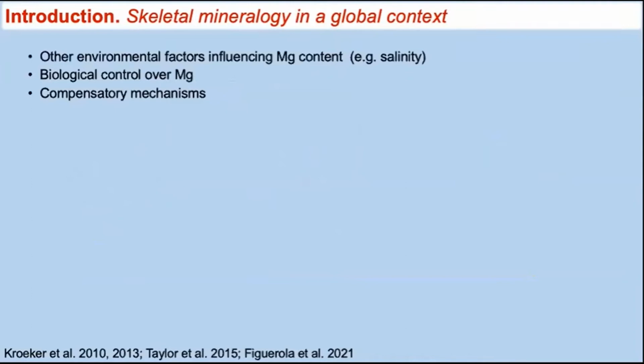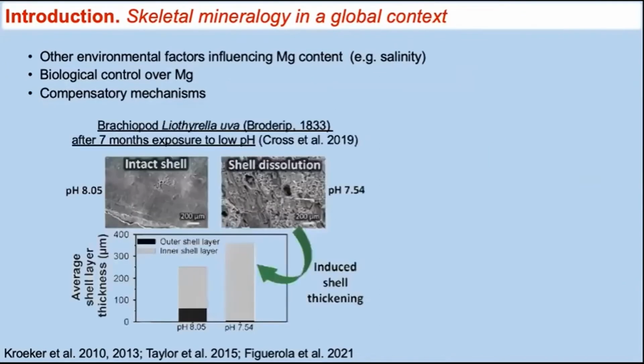However, we can expect variation in responses as other environmental factors, such as salinity, can influence the incorporation of magnesium into the skeletal calcite. Also, we know some species can have some biological control over calcification or compensatory mechanisms. For instance, this brachiopod species has the ability to form thicker shells as a compensatory mechanism to dissolution under acidified conditions. So you can have unexpected results.